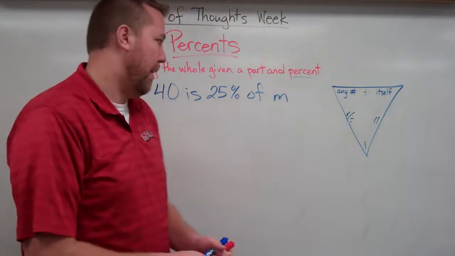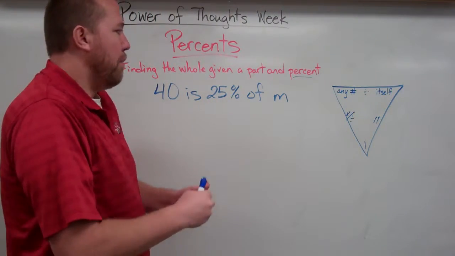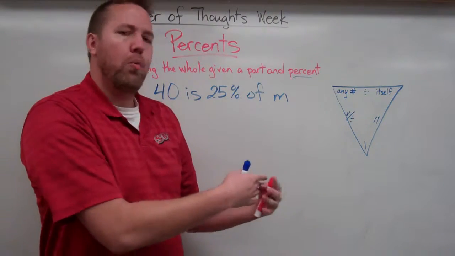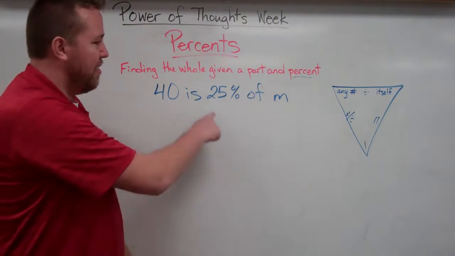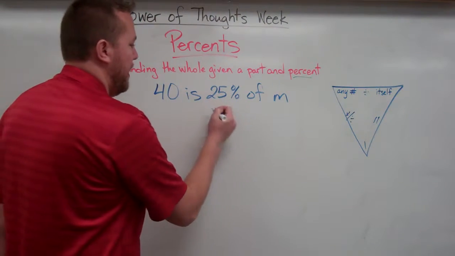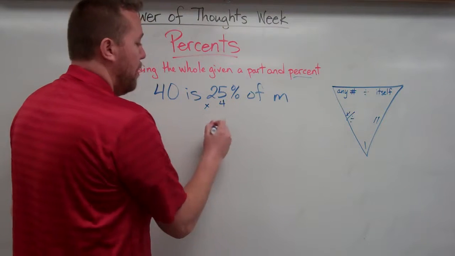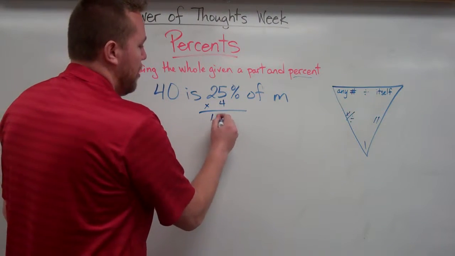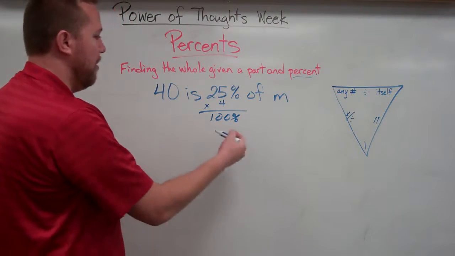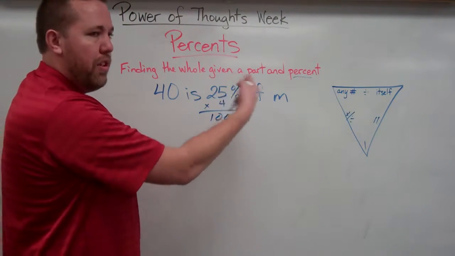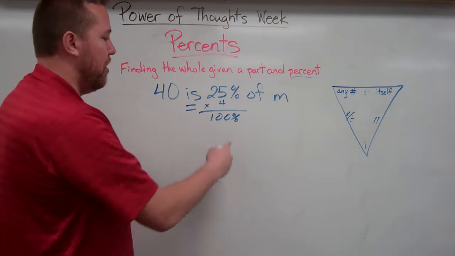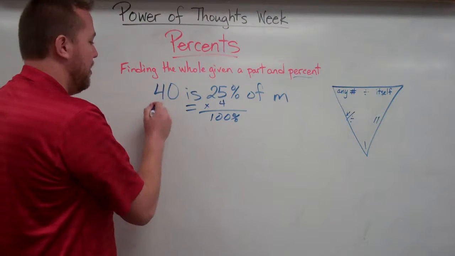can use for anything. So the easy way is, if I'm trying to find the whole and I have 25%, the whole being 100%, I just see that 25% goes into 100%, which is a beautiful thing. So 25% goes into 100% 4 times. 25 times 4 is 100. So if I multiply this side of the equation, I have to do the same thing to the other side.